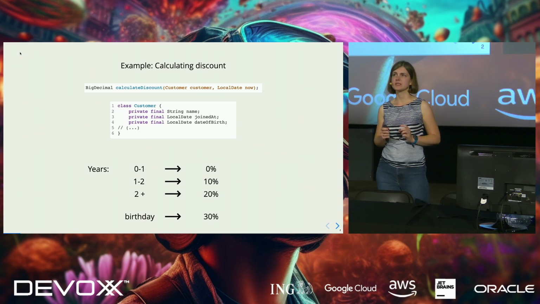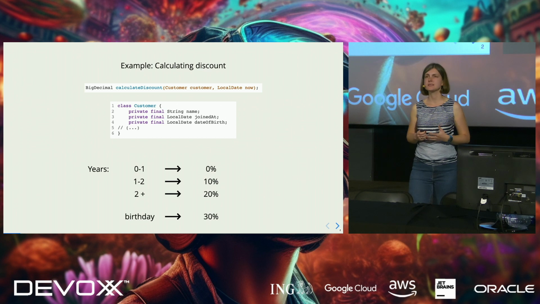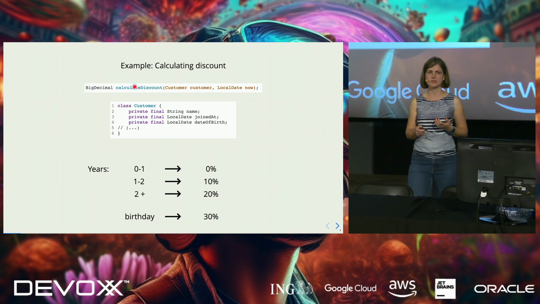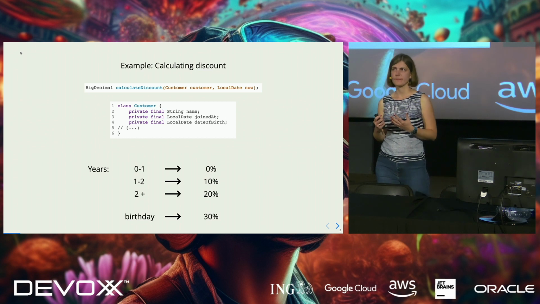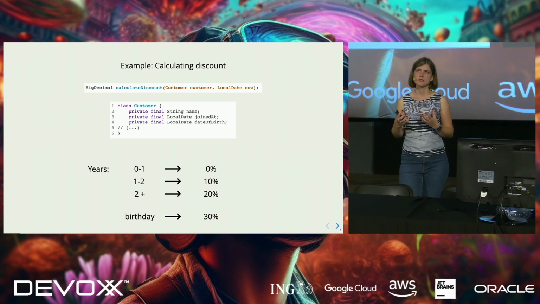And just to make it extra difficult or just to add some complexity, let's say that if it's the customer's birthday today, then they get a special 30% discount. And let's say that this is our method signature, so we have implemented this calculate discount method, this is our customer type, name, dates, and so on, and we would like to test it. So first, let's see how we would test it traditionally. So as opposed to property-based test, let's call traditional test example-based tests.